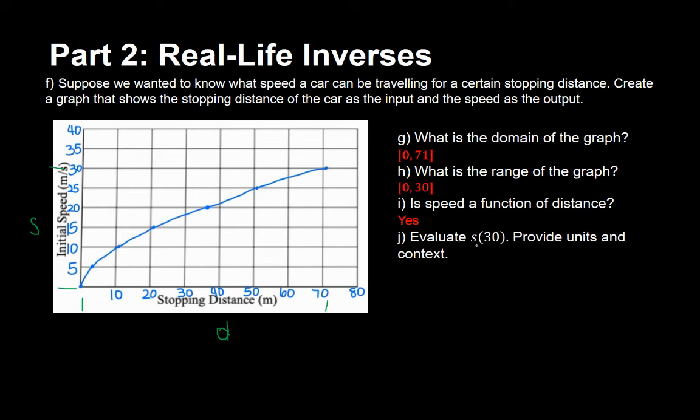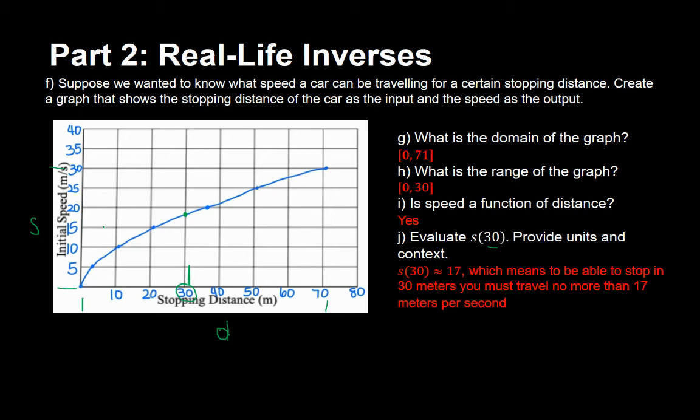And then evaluate S of 30. So it's saying if you plug in 30 for the distance, then what is the output? So this number in the parentheses is always the input. It's telling you what to plug in. And then provide the units. What are we even trying to find? So if we plug 30 in, I'm going to go up and we get a number right here. It says between 15 and 20, and say about 17. And that's giving us the speed.